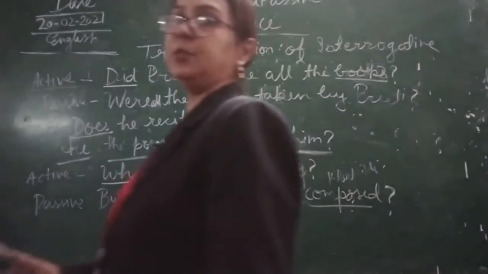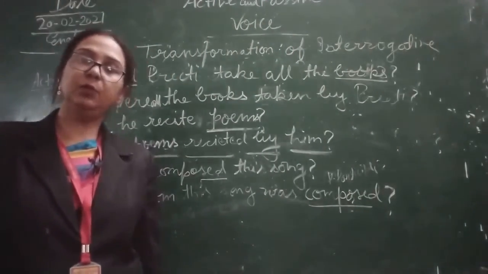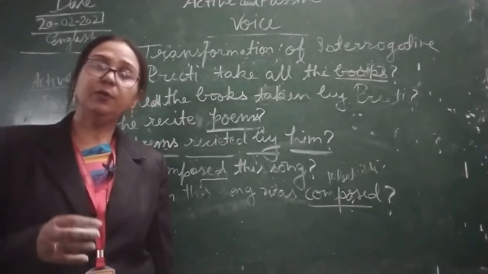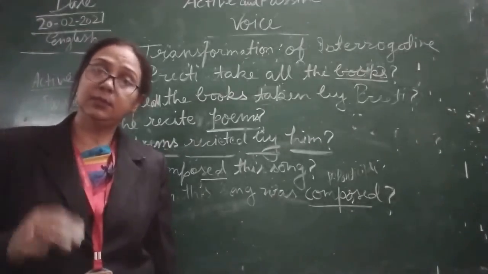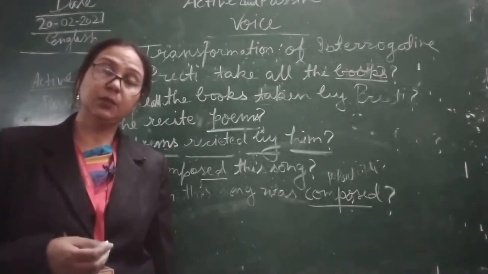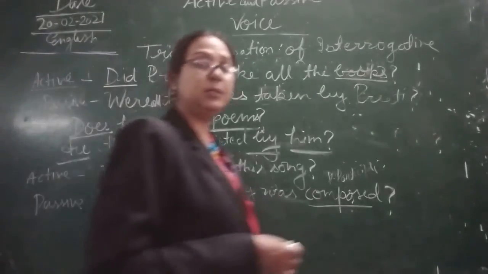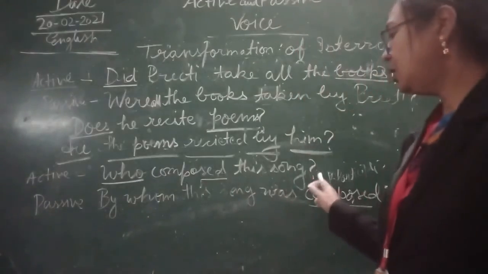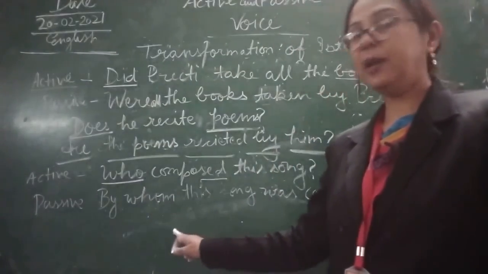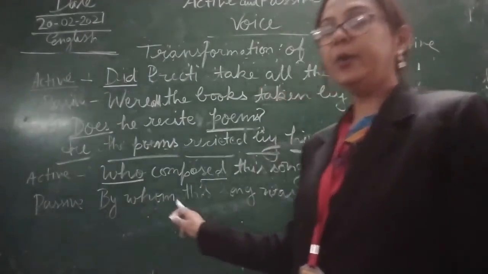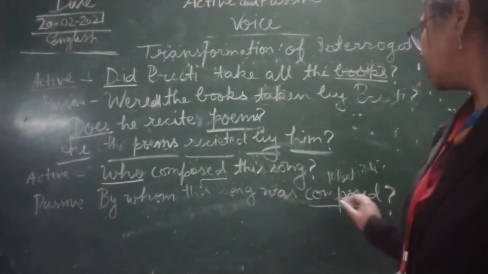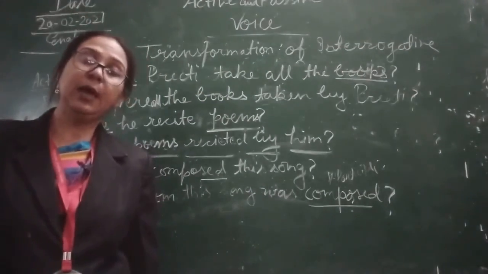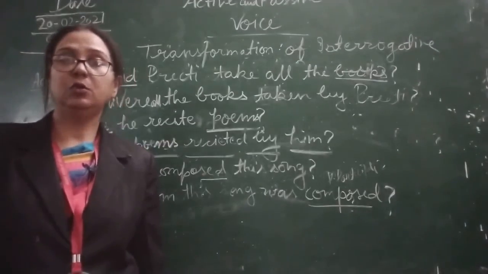See, simple children. If we are revising these types of rules, we have to practice. Otherwise, all rules will be forgotten and at the end of the day, we cannot do the exercises and solutions properly. So this is very, very important. Whenever you are practicing or revising any rule, you have to solve a few exercises. Now here, children, who composed this song? Again, because who is used here, we have used by whom was this song composed.